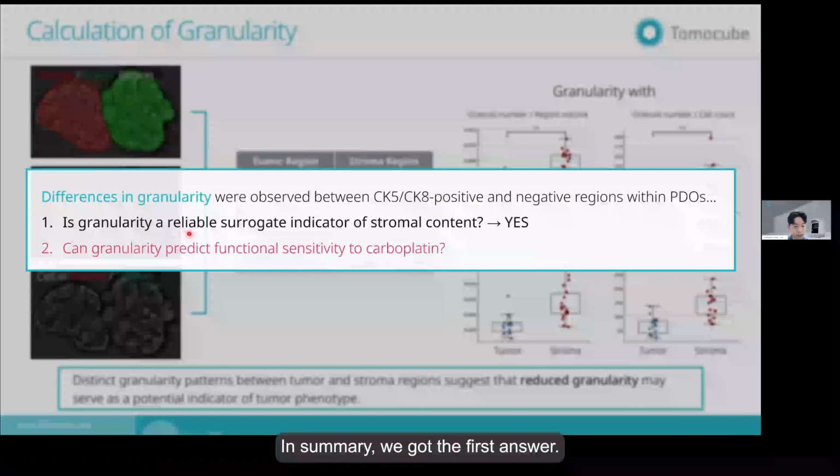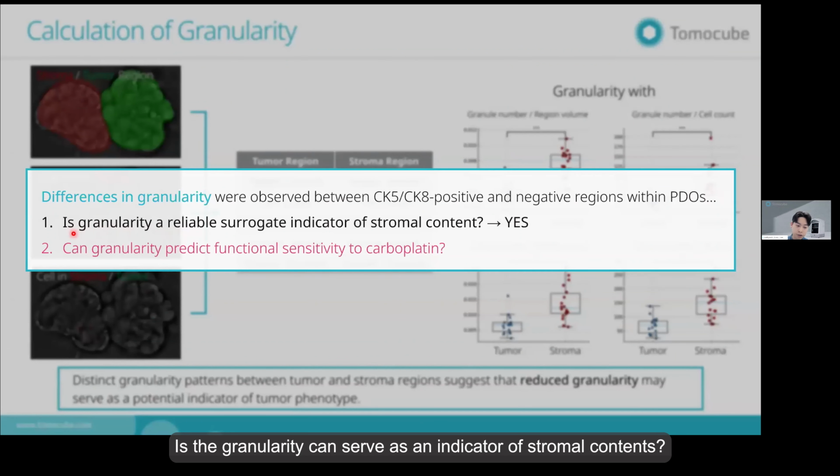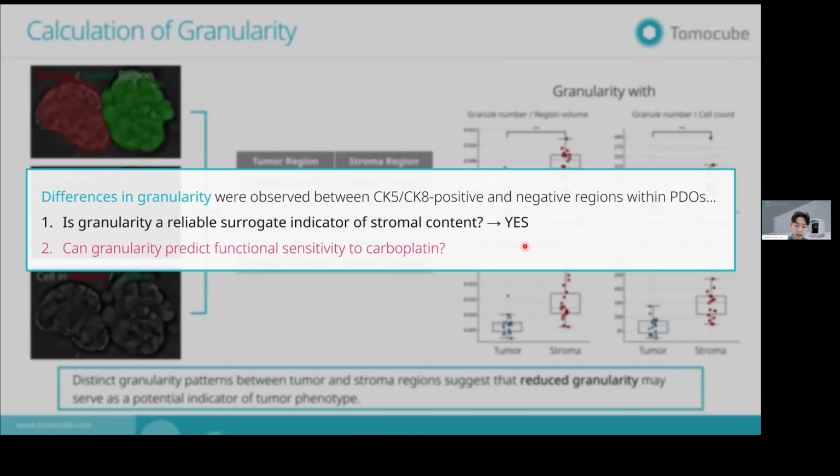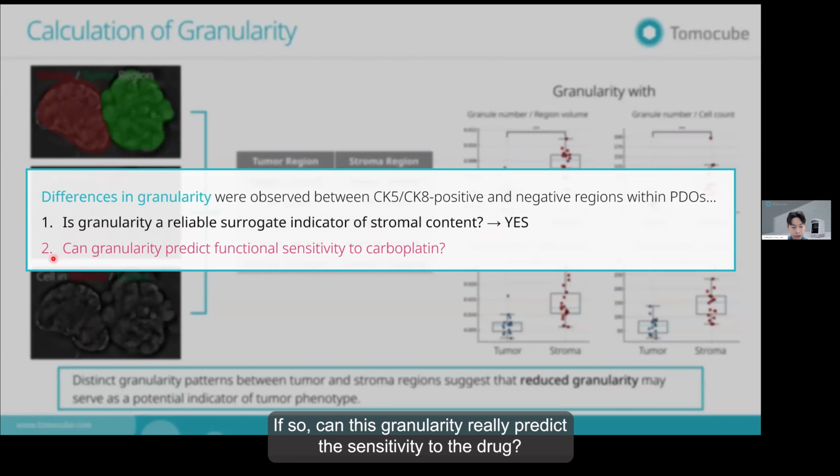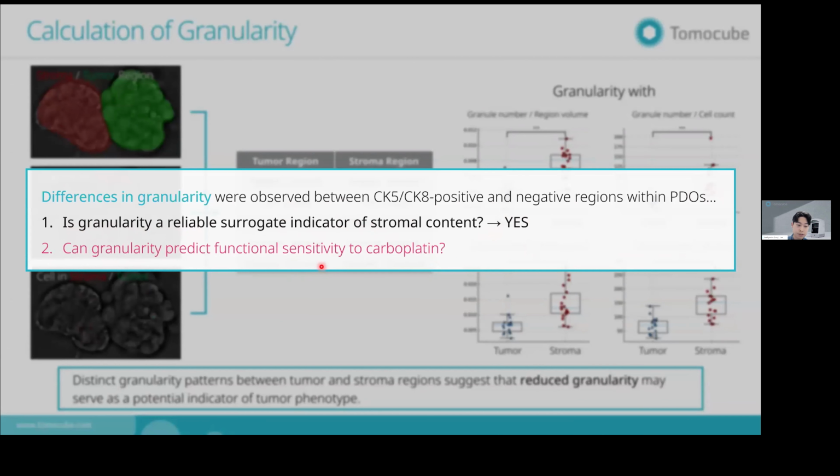So in summary, we got the first answer. Can the granularity serve as an indicator of stroma contents? The answer was yes. So if so, can this granularity really predict the sensitivity to the drug?